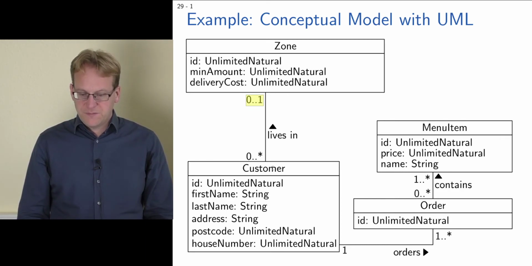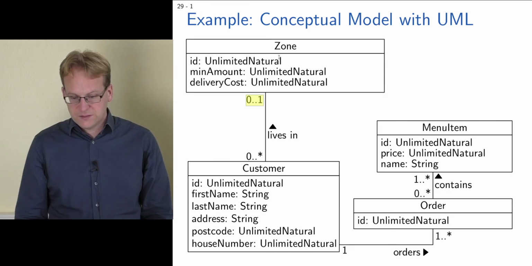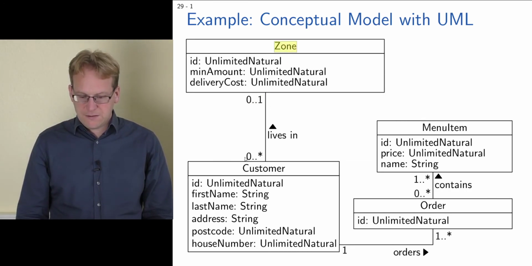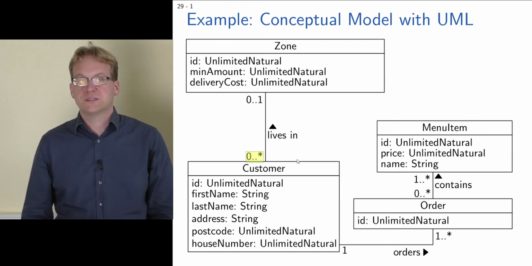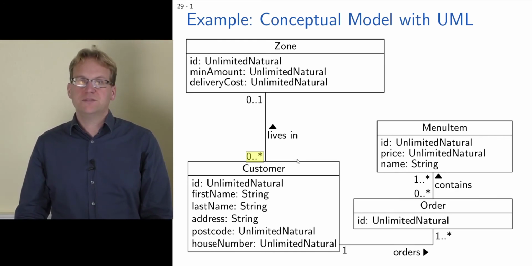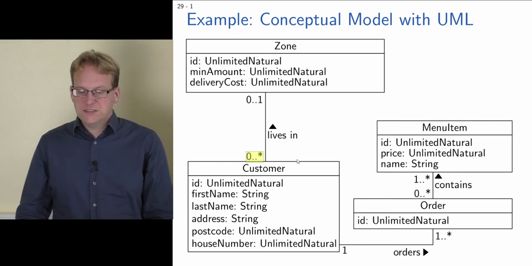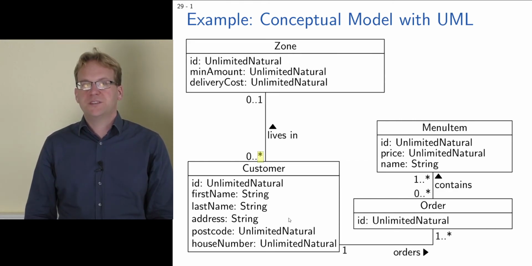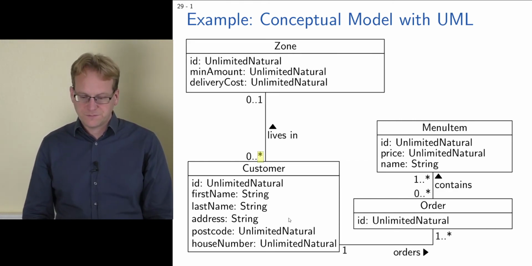And we can also read this in the reverse direction. So here we say, in every zone, there live between 0 and infinity customers. So it can be an arbitrary non-negative number. In every zone, we have between 0 and infinity many customers. And this asterisk symbol here represents arbitrarily many, meaning infinity.